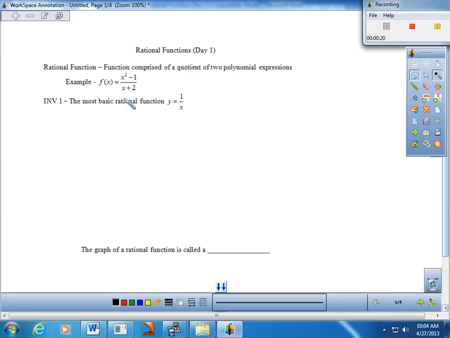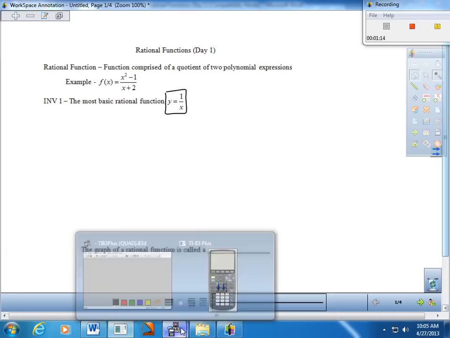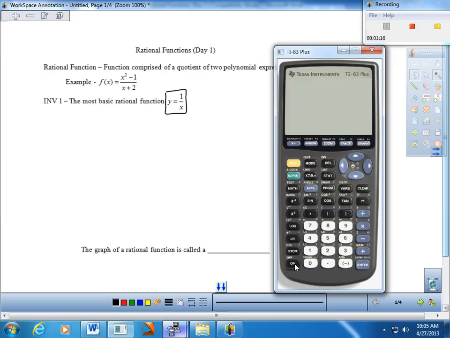We're going to do a variety of investigations to take a look at some of the graphical characteristics that come up from these equations. And so let's start with really the most basic rational function. If you guys would just box that up for me, that would be great. Just y equals 1 over x. And so we'll go ahead and take a look at this on the graphing calculator here. If you have your graphing calculator, that would be great.